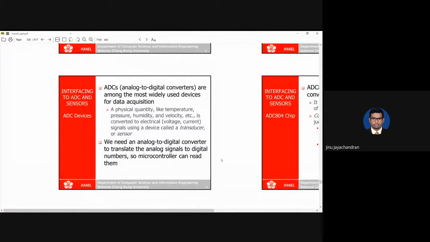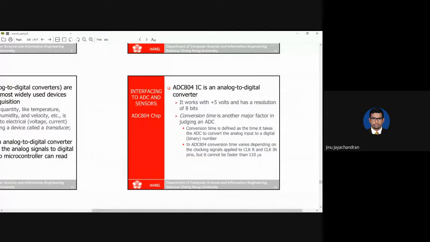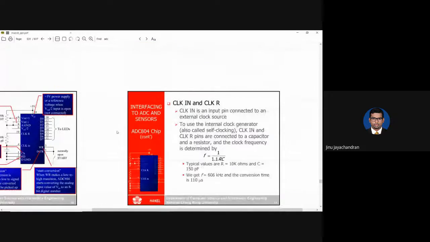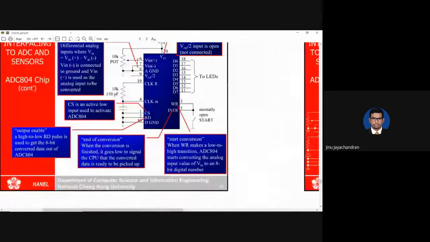Okay, so these are all basic introductions. So the chip that we are going to use is ADC 804. So this PPT is already there in your classroom, so you can just go through it. So it works with 5 volt and resolution of 8 bits. Resolution means that you have 5 by 2 raised to 8. That is, that much is the minimum voltage that you can find. Okay, and conversion time, or you can say that how fast the ADC can convert analog to digital, is also very fast. So this is the chip.